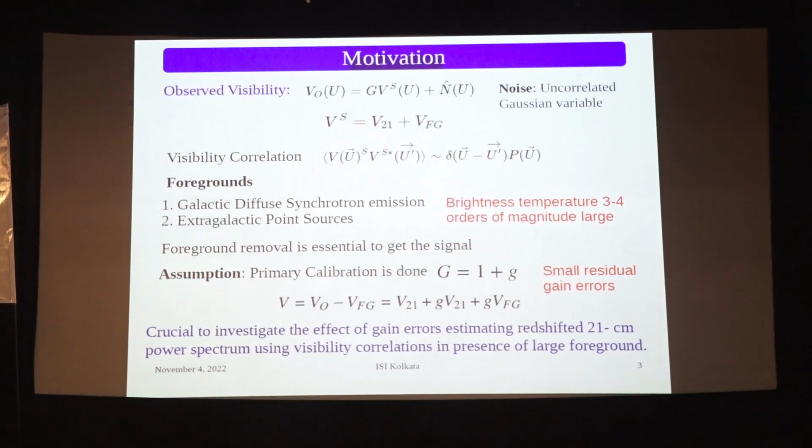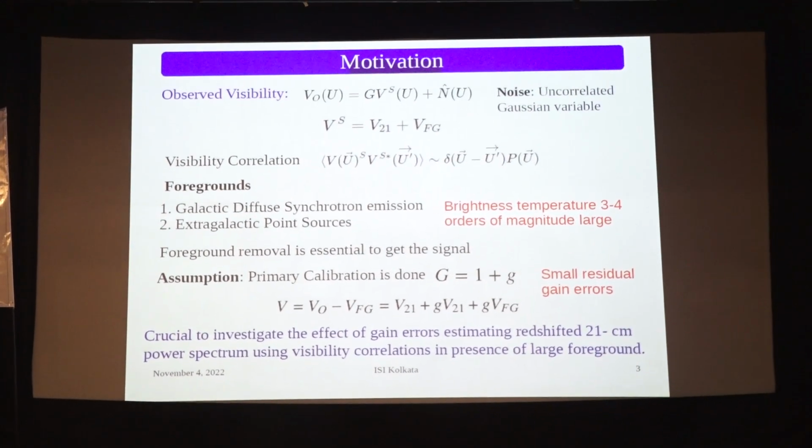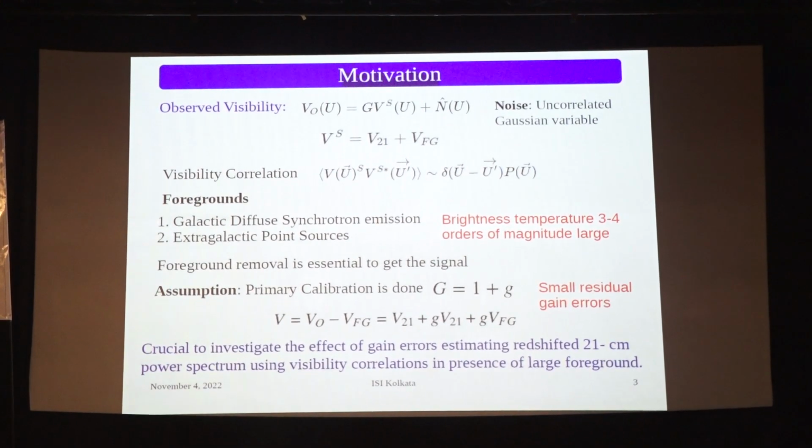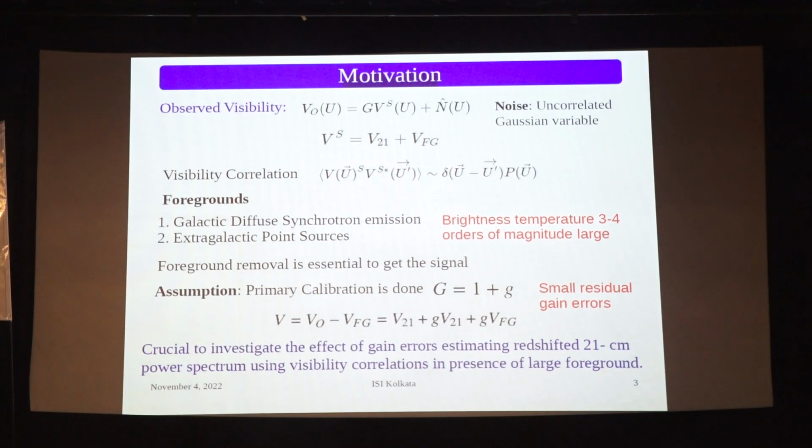These sky visibilities have two components, one coming from our target, which is the 21 centimeter signal, the other is the foregrounds. Foregrounds are usually 3 or 4 orders of magnitude larger compared to the 21 centimeter signal in brightness temperatures. The major components of the foregrounds are galactic diffuse synchrotron emission and extragalactic point sources. There are other components as well. So to detect the 21 centimeter signal out of these sky visibilities, we need to subtract these foregrounds. So foreground removal is essential, and we also have to correct for these gains.